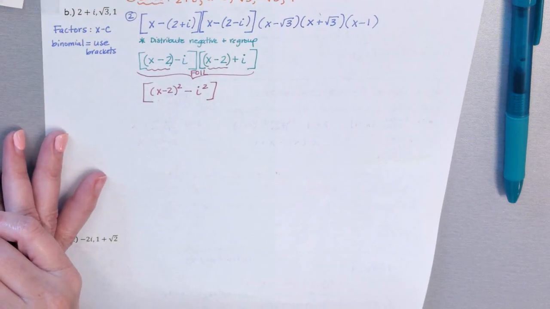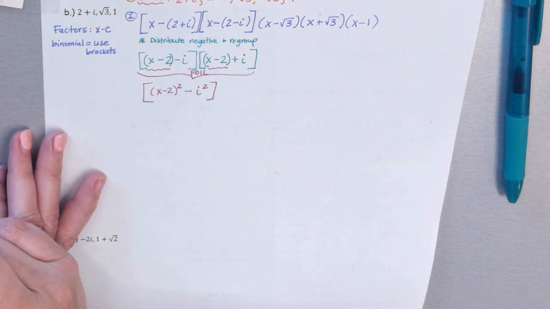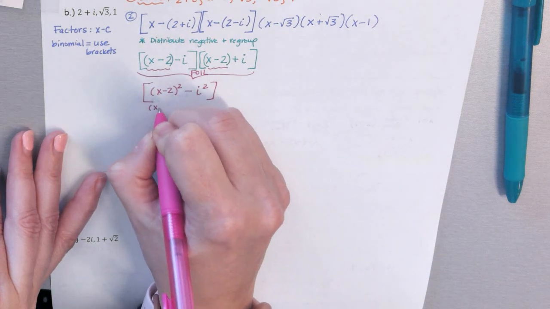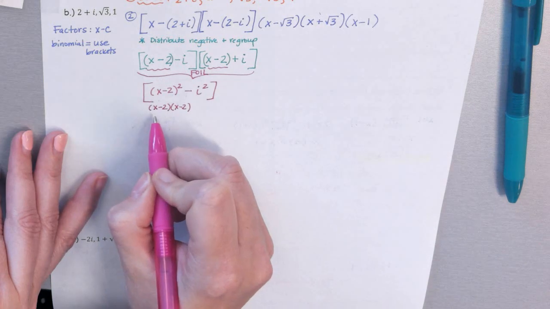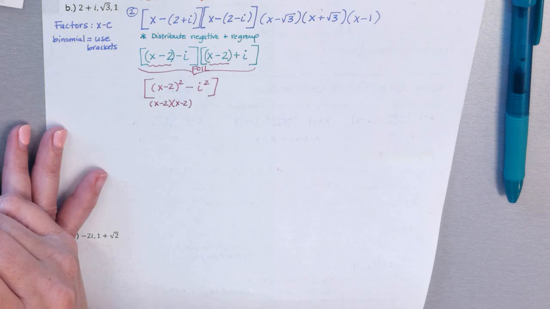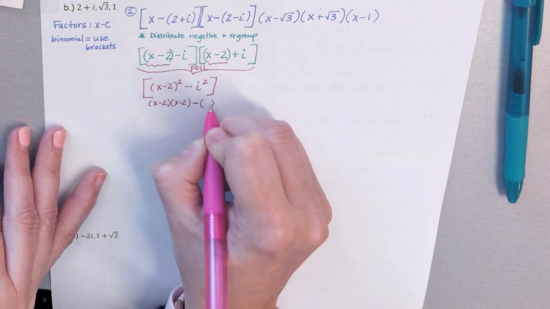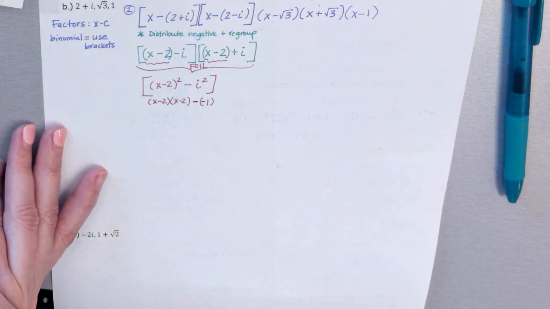Okay, when we go to the next step, we're going to simplify what is inside the bracket. We need to remember that x minus 2 squared is not a distributive process. It is FOIL. You are going to multiply x minus 2 times x minus 2. And then this minus i squared, we know that we're going to plug in negative 1 for i squared, so we are going to simplify that.